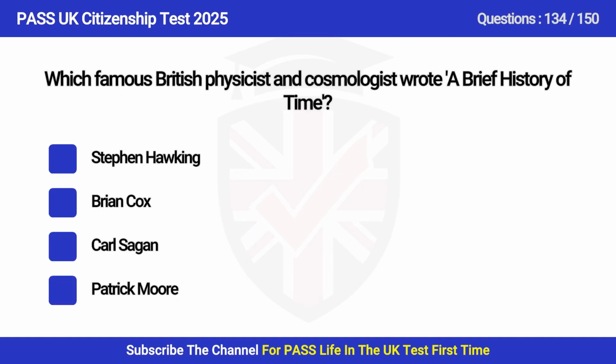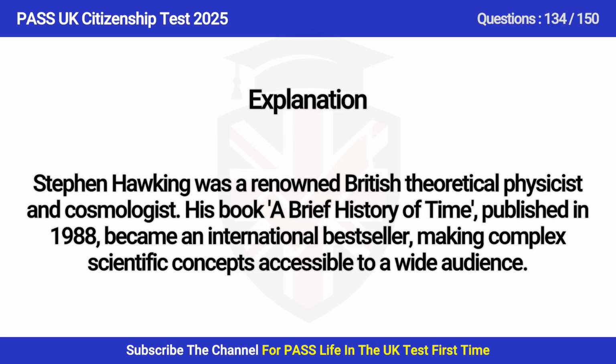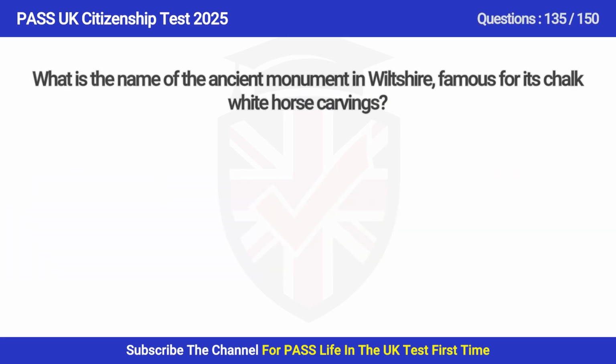Question 134. Which famous British physicist and cosmologist wrote A Brief History of Time? A. Stephen Hawking, B. Brian Cox, C. Carl Sagan, D. Patrick Moore. Answer is A. Stephen Hawking. Stephen Hawking was a renowned British theoretical physicist and cosmologist. His book A Brief History of Time, published in 1988, became an international bestseller, making complex scientific concepts accessible to a wide audience.